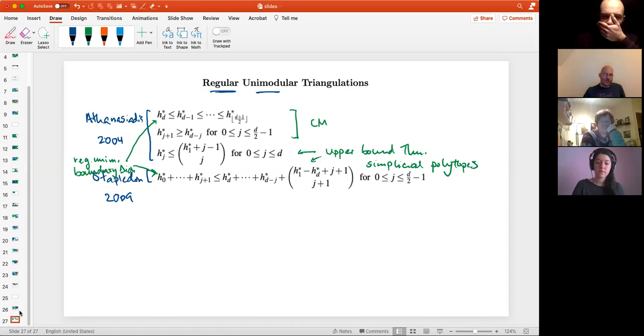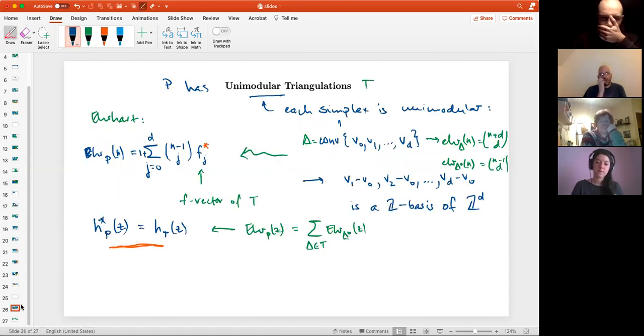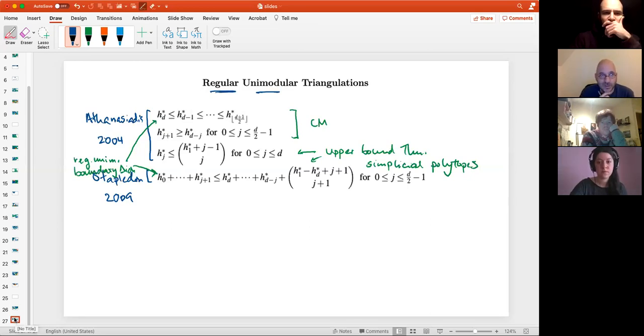Okay, so this looks super nice, right? If you're lucky enough to have a unimodular triangulation, you get lots of stuff, and if your unimodular triangulation is regular, or the boundary triangulation is regular, even better. So again, this was the good news, but the bad news is these polytopes are super special.